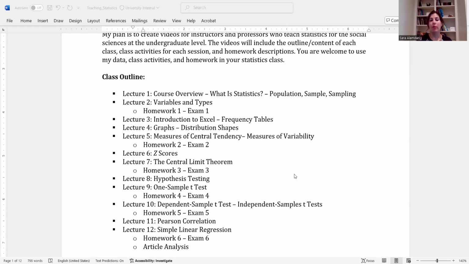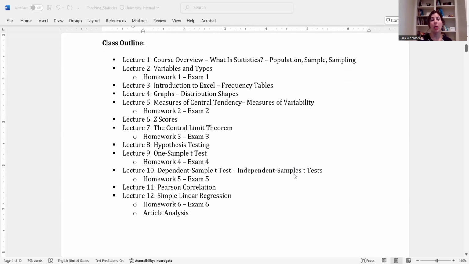Lecture 8 covers hypothesis testing. Lecture 9 discusses the one sample t-test, and then the students have homework 4 covering lectures 8 and 9. In lecture 10, we discuss the dependent sample t-test and independent sample t-test, and I give them homework 5 after covering this content.